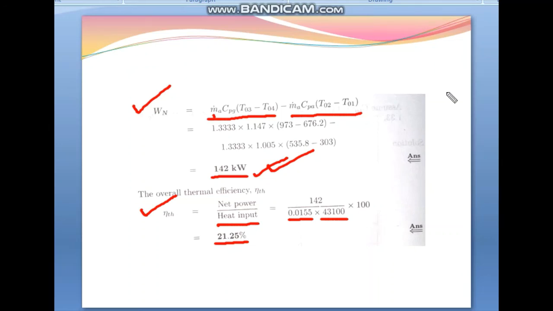So in this lecture we have derived the actual efficiency in case of turbine and in case of compressor, and we also derived the work ratio, and we have done a small numerical here. In the next lecture we will do some other types of numerical on this actual turbine cycle. Okay, thank you.